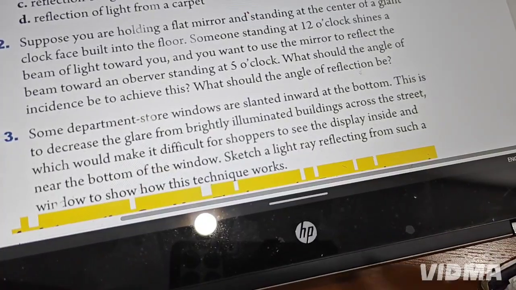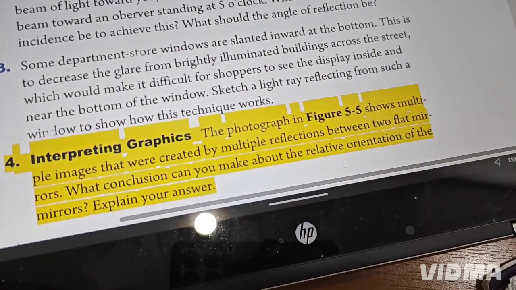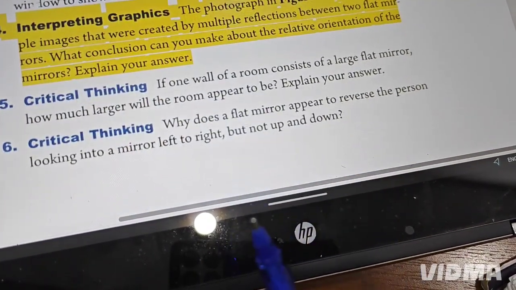Question 3. Question 3 is not important. Question 4.